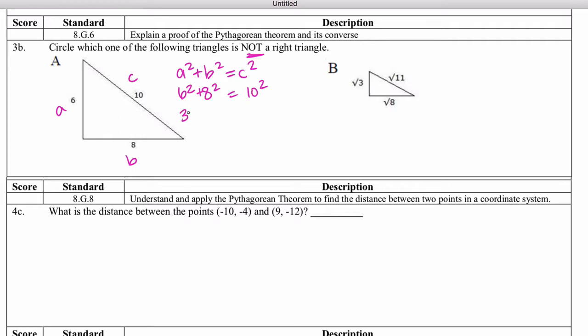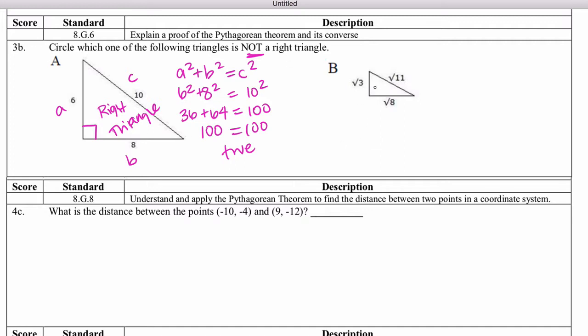6 squared is 36. 8 squared is 64. 10 squared is 100. 30 and 60 make 90. 6 and 4 make 10. 90 and 10 make 100. So that is 100. That is true. So yes, this is a right triangle. So I'm not going to circle it because it says which of the following is not a right triangle. So I'm not going to circle A.